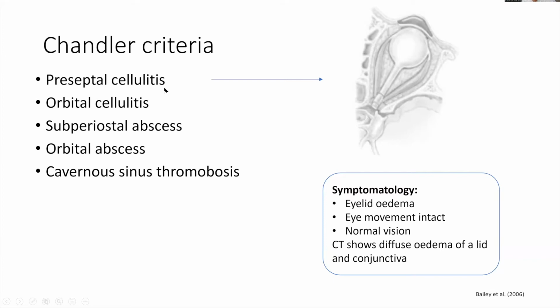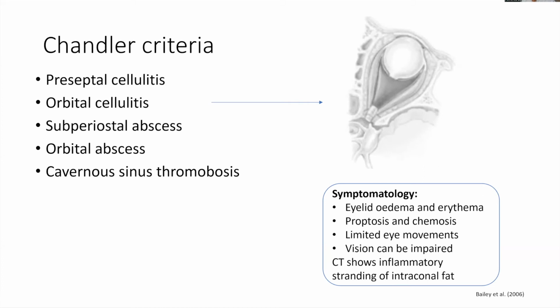So we have the preseptal cellulitis, which is the most common type of complication. It's an infection of the part anterior to the septum, which stands between the soft tissues of the face and the intra-orbital components. We would see eyelid edema, but eye movements intact. There will be normal vision, and CT scan will show diffuse edema of the eyelid and conjunctiva. So the lid and conjunctiva are affected, intra-orbital components are not.